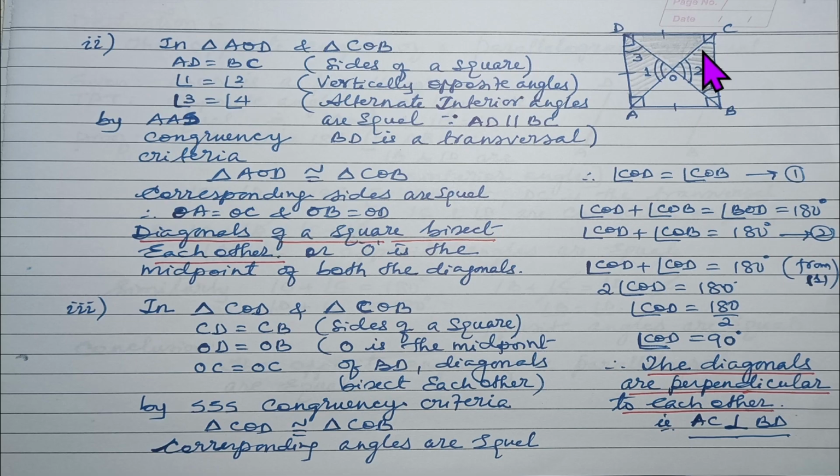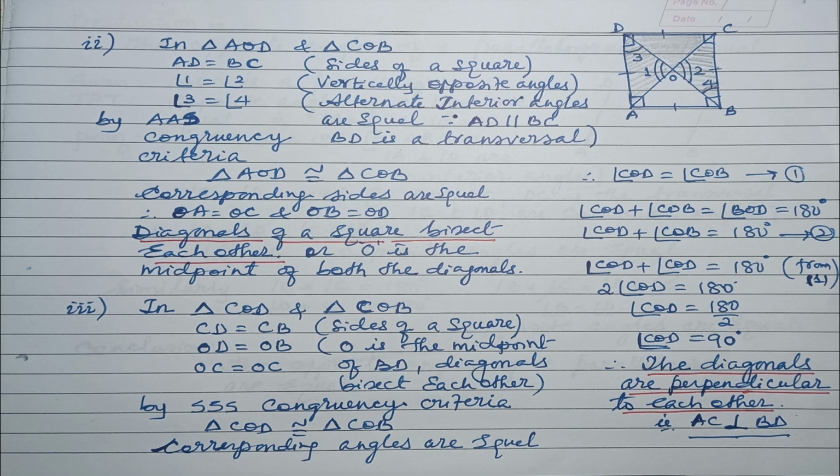But we know that COD and COB are equal. Therefore, I can replace one of the angles, so I can replace COB by COD. Therefore, angle COD plus angle COD is equal to 180 degrees, or 2 times angle COD is equal to 180. Angle COD is equal to 180 by 2, or angle COD is 90 degrees. Now, if angle COD is 90 degrees, the diagonal BD is perpendicular to AC. That means AC is perpendicular to BD, and that is the proof of this particular deduction of a square.